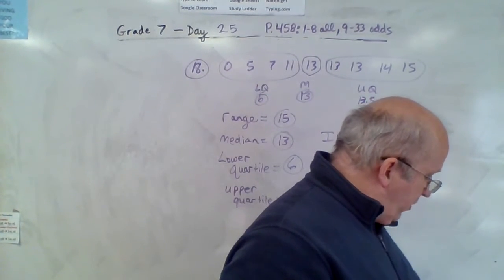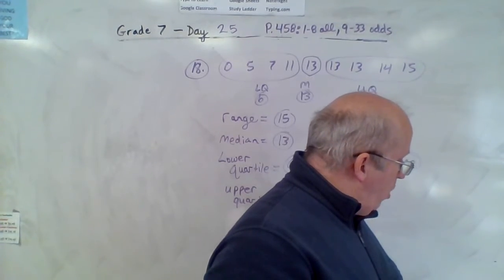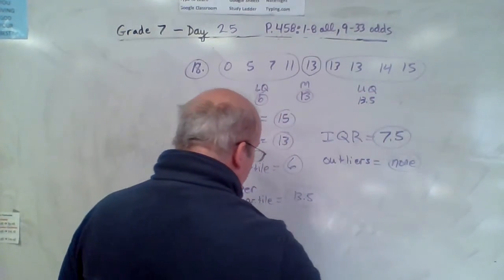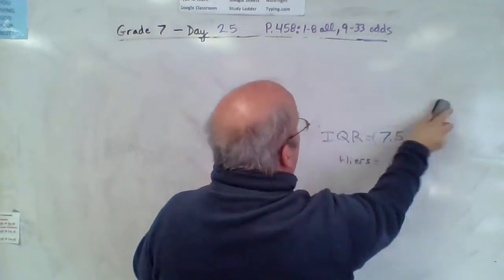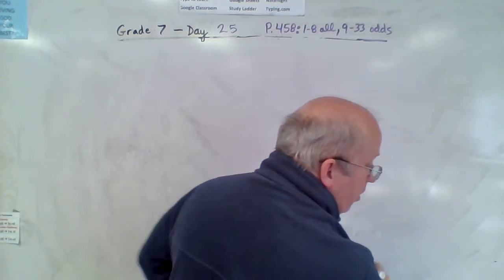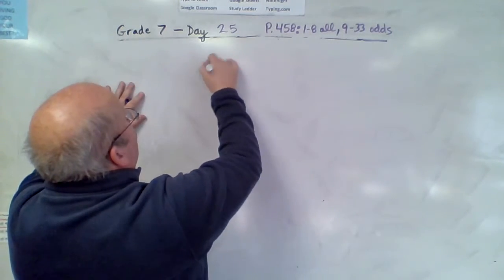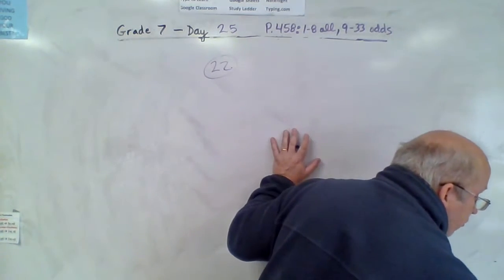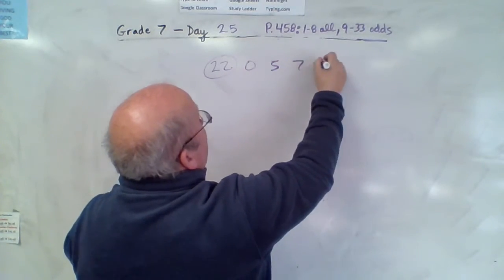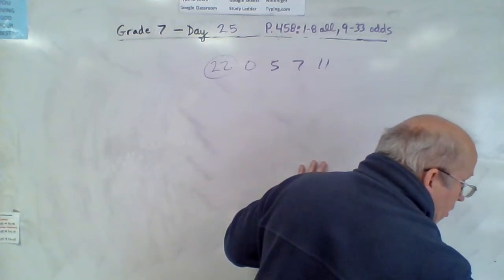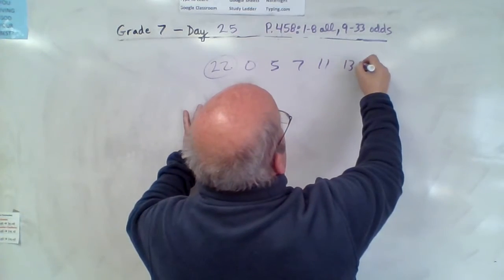Okay, let's go to the next page. We're supposed to draw box and whisker plots in 22 and 24. Let's try that. Let's refresh our memories on box and whisker plots. Let's do 22, where the numbers are 0, 5, 7, 11. Oh, these numbers look familiar, don't they?